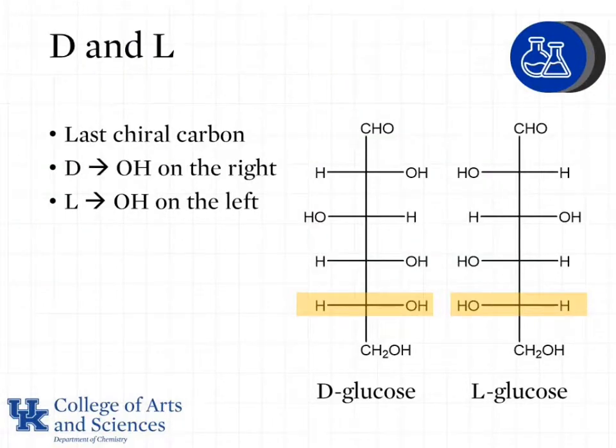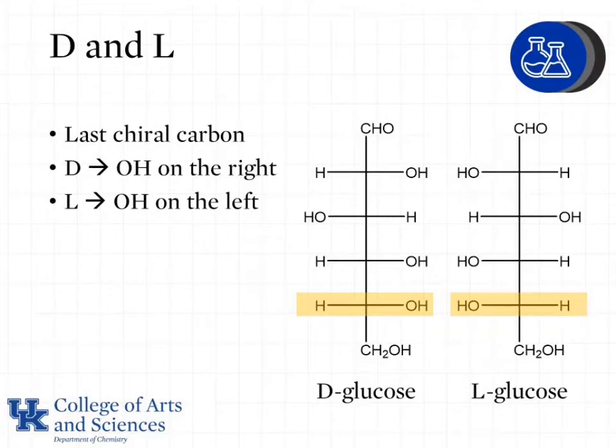When we look at the name of carbohydrates, we will often see the designation of D or L. This tells us which mirror image of the molecule we are working with. To identify something as D or L, we look at the last chiral carbon, which are highlighted here in yellow, and look at the position of the OH group. If the OH group is on the right, we designate that as the D sugar. If it's on the left, it's the L sugar. It is the D sugars which are most often found in nature.